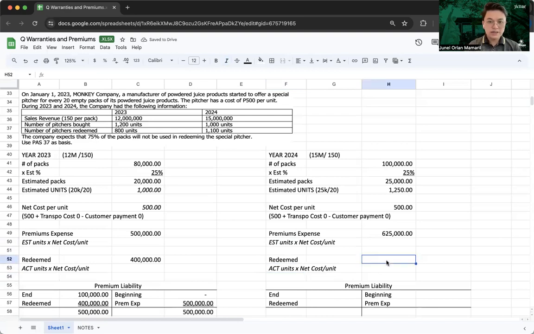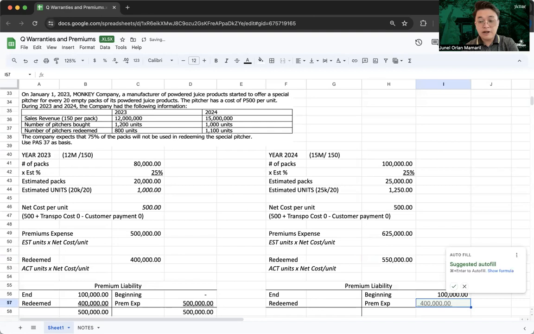So that would be 1,100 multiplied by the net cost per unit of 500. So that's 550,000. Now, because this is the second year, our ending balance from last year would be the beginning balance in the current year. So we have 100,000.